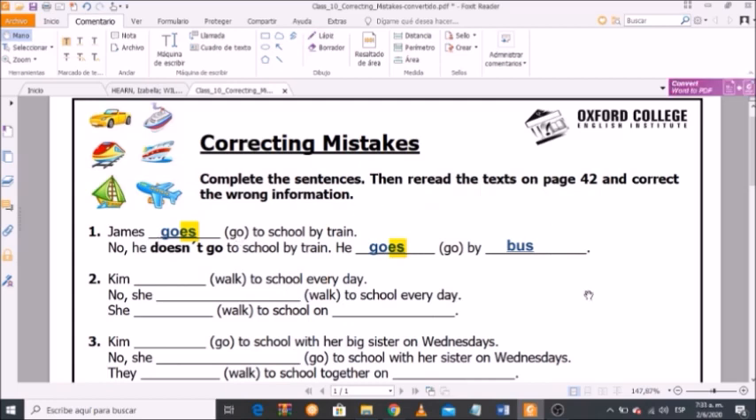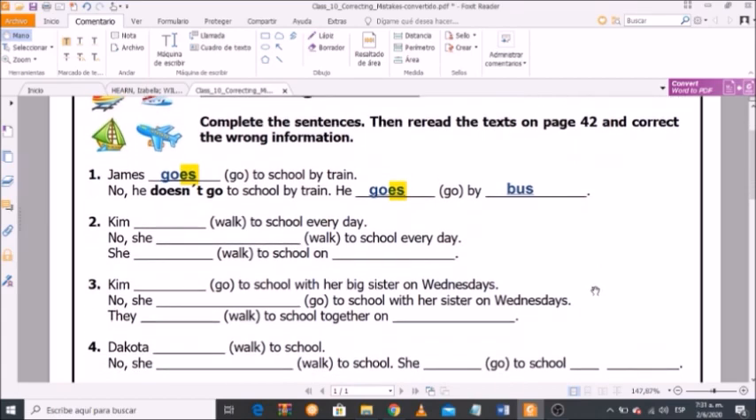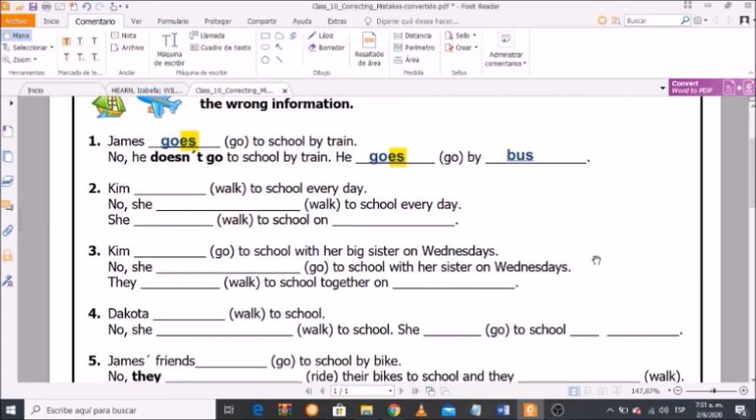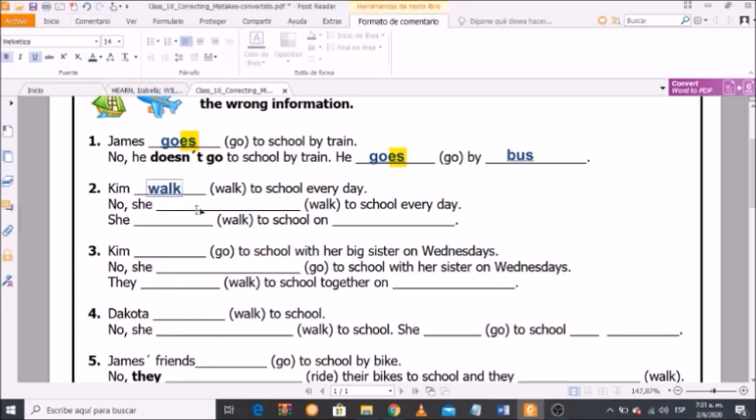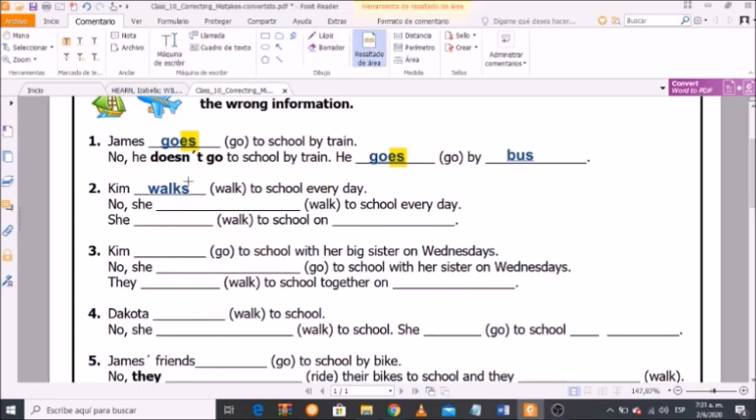Okay, very good. So, sentence number two. It says, Kim to school every day. So, Kim walks to school every day. Recuerden otra vez de la S, ya que nuestro sujeto es she. Okay. Very good. So Kim walks to school every day.